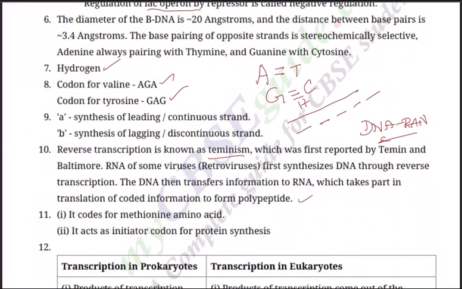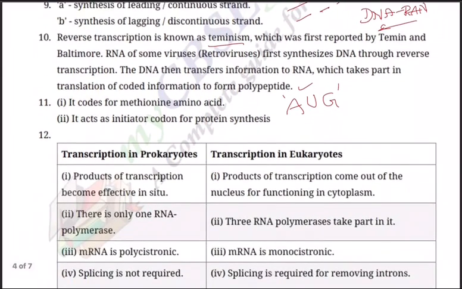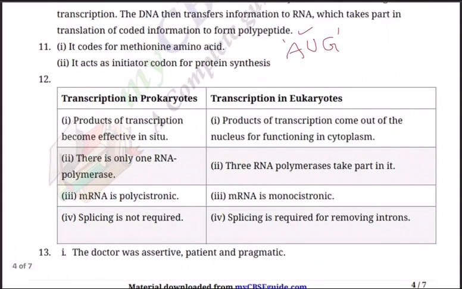Question number 11: it codes for methionine amino acid, that is the initiating codon, AUG. Functions of AUG, the initiating codon: it codes for the methionine amino acid, say MET, methionine. It acts as the initiator codon for protein synthesis.